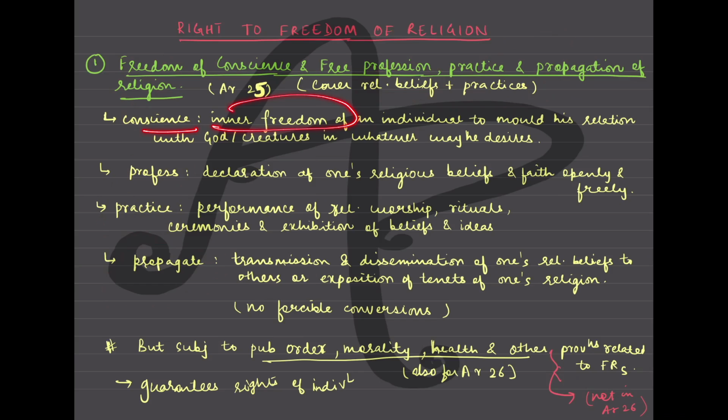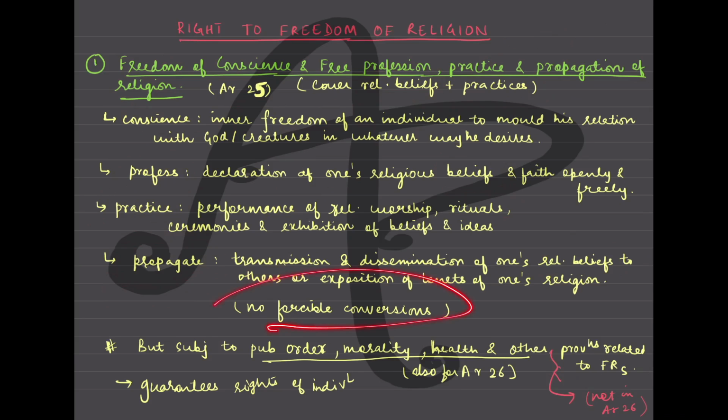Conscience will be what your inner freedom is telling you, what kind of a relation you want to have with the Almighty. Profession would be that you are declaring your belief, your doctrine very openly to the people, that okay, this is my belief system in this religion. But practicing is doing the worship or the rituals, anything, the ceremonies related to that particular belief system. And propagate is that you are transmitting and disseminating your religious belief to others.